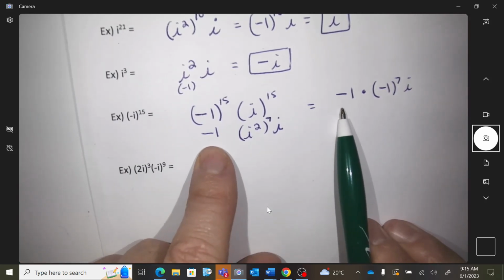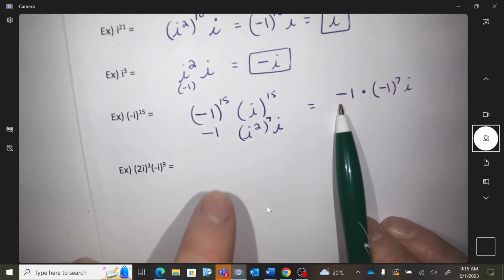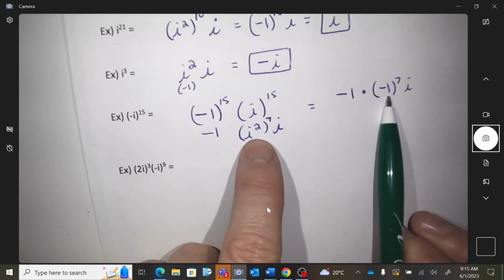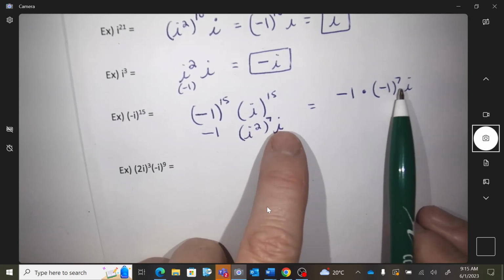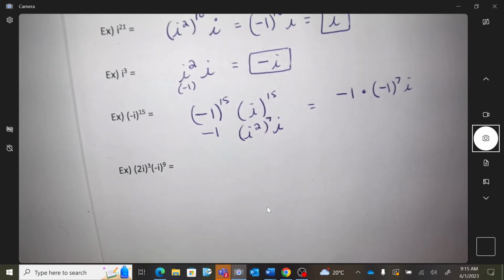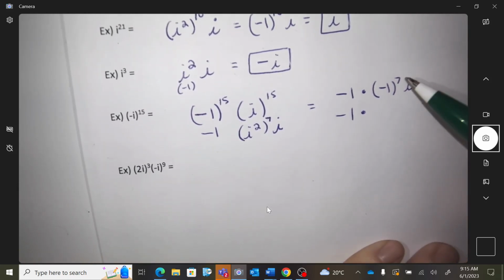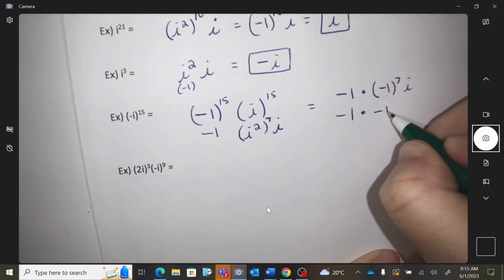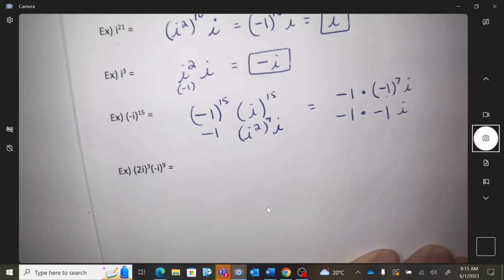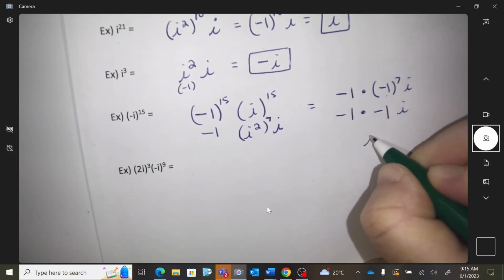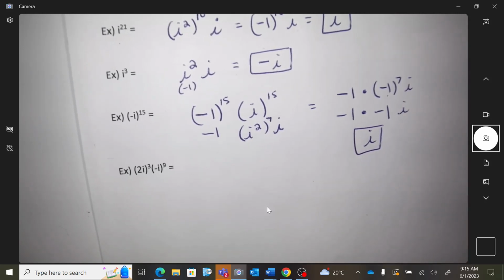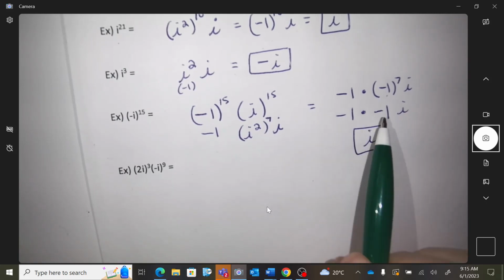Okay, so we had this number part. That was a separate thing. That's the coefficient part. And then i squared is -1 to the 7th times an i. So now -1 to the 7th is -1. Final answer, -i. Okay, because -(-1) is +1.